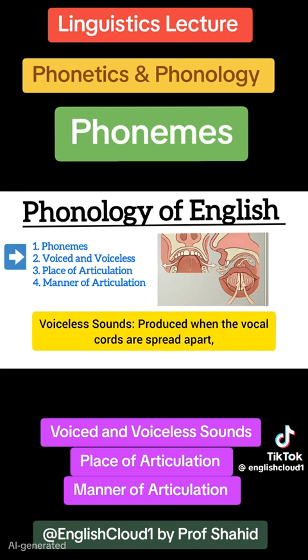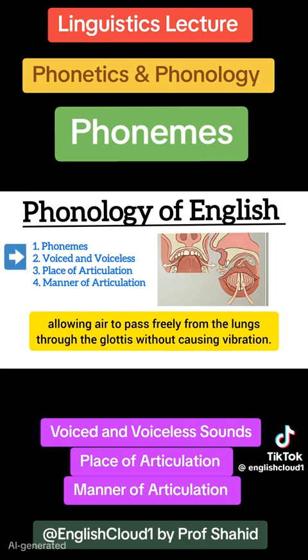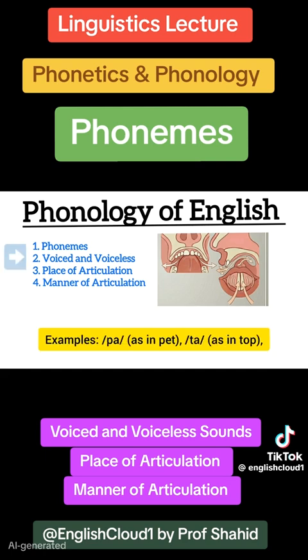Voiceless sounds are produced when the vocal cords are spread apart, allowing air to pass freely from the lungs through the glottis without causing vibration. Examples: P as in pet, T as in top, K as in cat, F as in fine, S as in sip, and H as in hat.